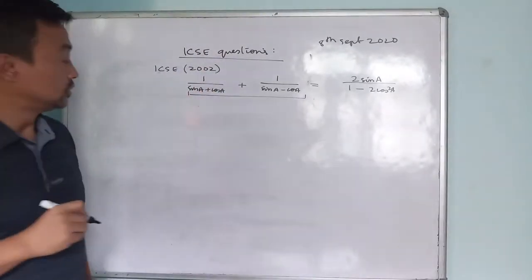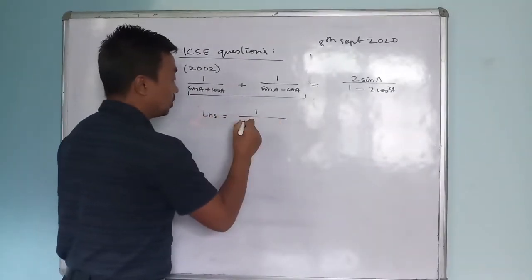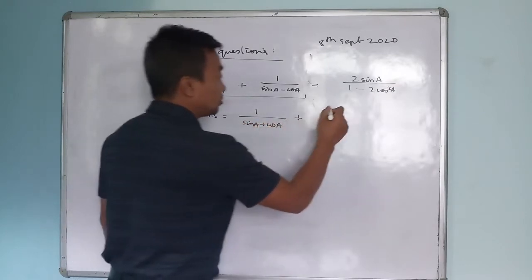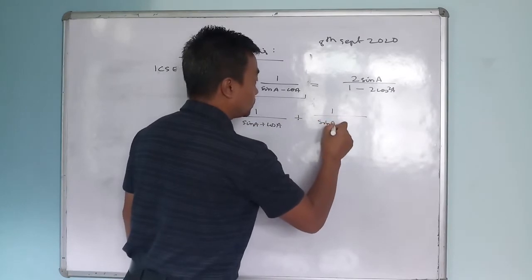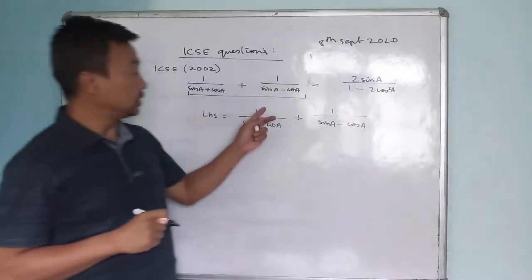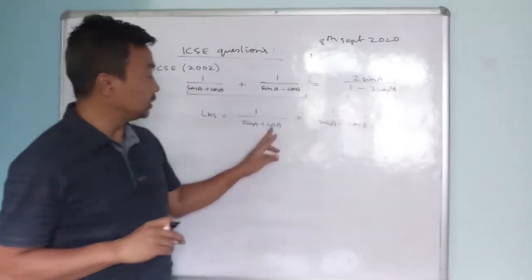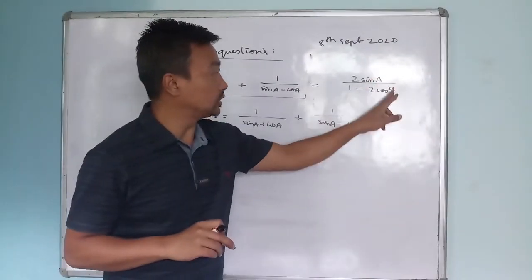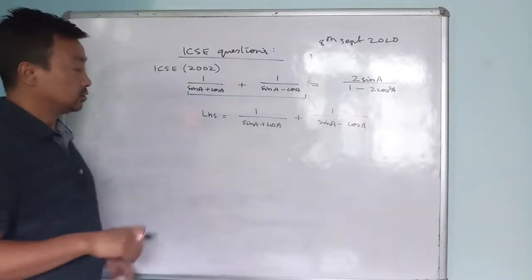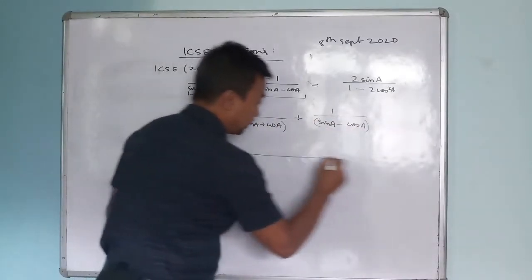So let us solve by taking the left hand side. Sine A plus cos A, sine A minus cos A. Now this is quite simple. There you can see two fractions. Here the trigonometric terms are both related, sine and cos, sine and cos. Here also we can see sine and cos. So no need to apply any trigonometric formula here. Instead we can start by taking LCM. So let us solve it by taking LCM.